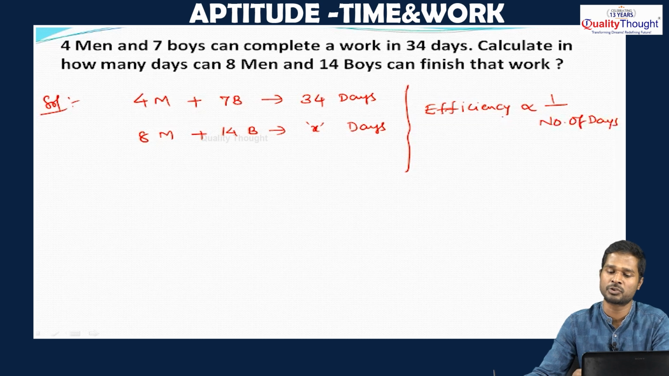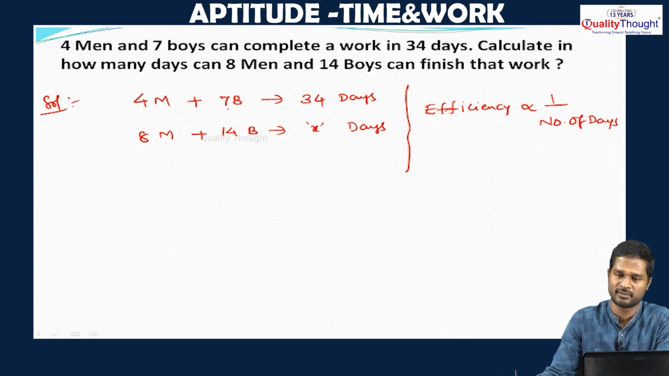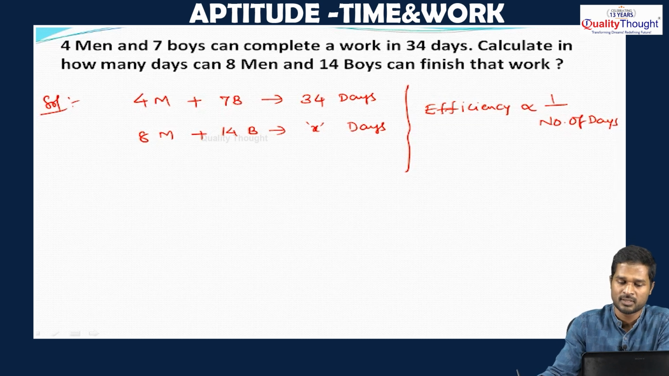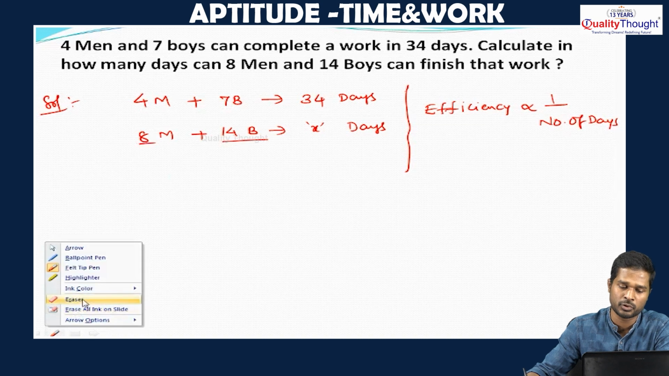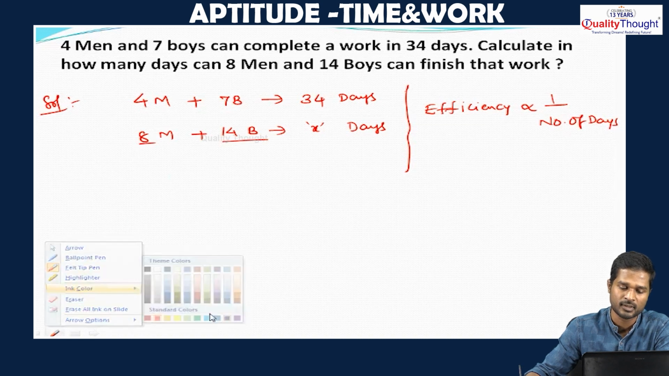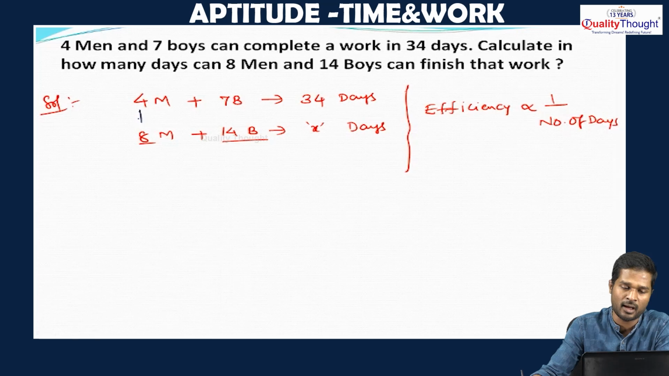Efficiency is inversely proportional to the number of days taken. See here, 4 men plus 7 boys will take 34 days. Now see this, 8 men plus 14 boys. That means the 4 men are increased by 2 times and the 7 boys are increased by 2 times. So 4 men become 8 men, 7 boys become 14 boys. That means this is 2, this is 2.